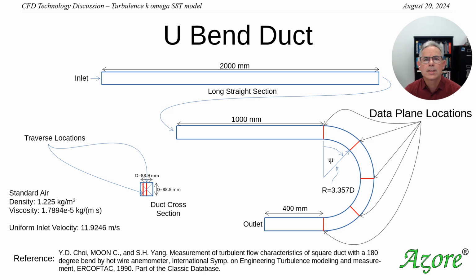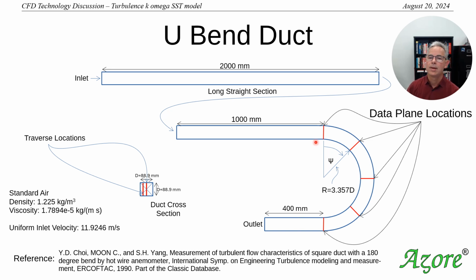So now let's move to our U-Bend duct here and get familiar with what we have and what this test case really is. What it really involves is a square section duct right here. And you have a very long entrance length to an elbow where you go around the corner.